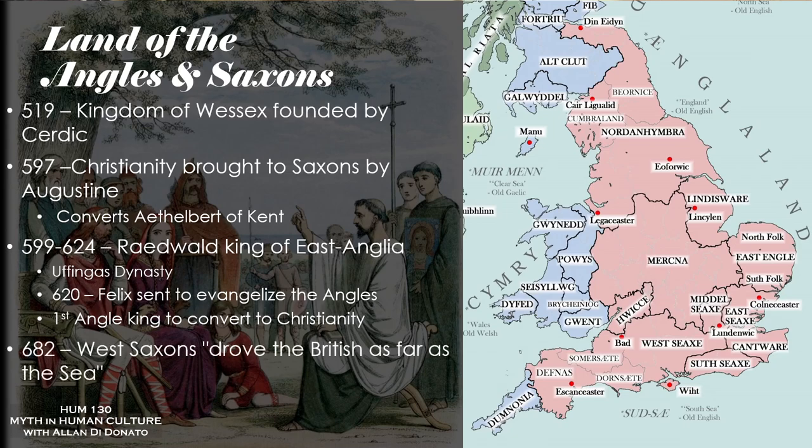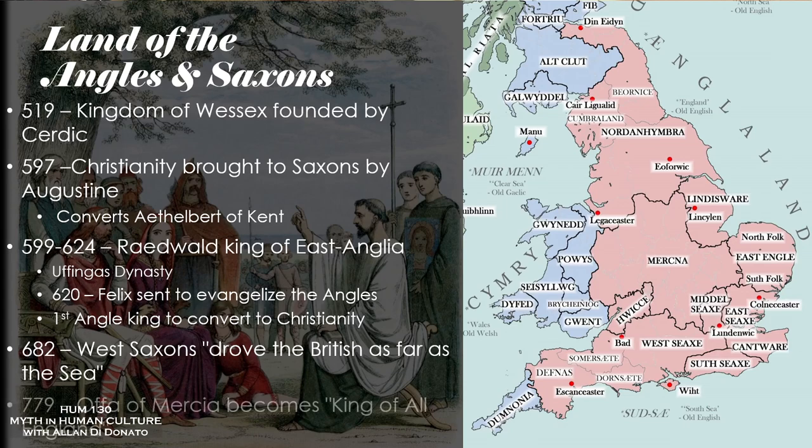Later in the 7th century, 682, it's said that the West Saxons end up driving the British as far as the sea. Okay, the British of Dumnonia, if you look at the bottom part of that map, Dumnonia is basically what's known as Cornwall now. That was in the blue areas, by the way, those are going to be the British holdouts where the Celtic people remain present. They're pushed really all the way to the edges of the island at that point. Okay, Wales, Cornwall, etc., and of course Scotland in the north.